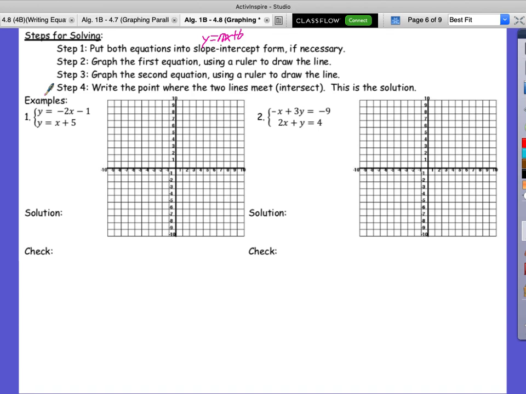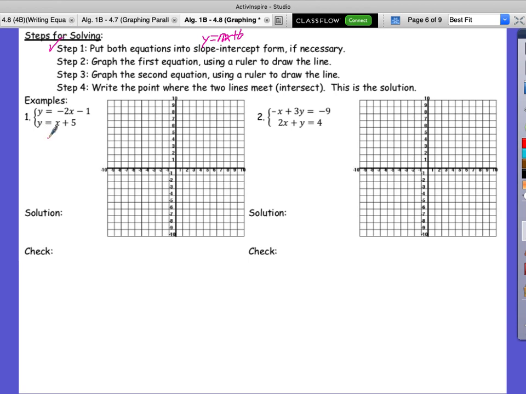Is the first one in slope-intercept form? Yeah. Is the second one in slope-intercept form? Yes. Is y by itself? Yeah, so step one's already done. Step two, graph the first equation. y equals negative 2x minus 1. What two things do we need to identify out of there?